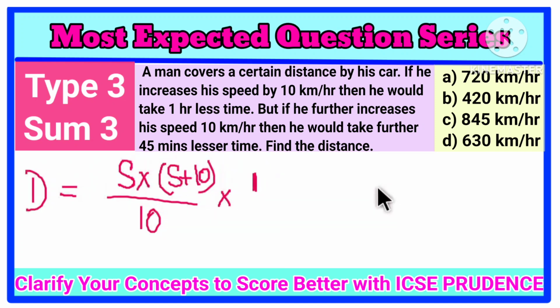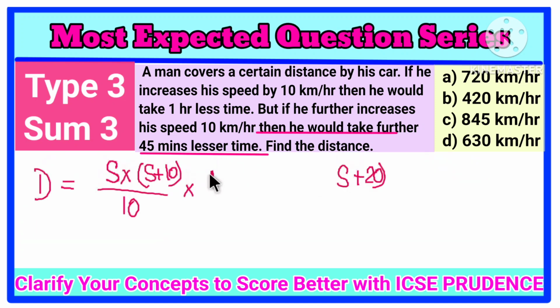So another case is given: if he further increases his speed by 10 km per hour, here the word further is very important. Already he has increased 10, he is increasing further, that means 10 km per hour more. So the increased speed will be s plus 10, already given, plus 10. So s plus 10 plus 10, that means the new speed will be s plus 20. So this is the new speed in the second condition. And here it is said he takes a further 45 minutes less time.